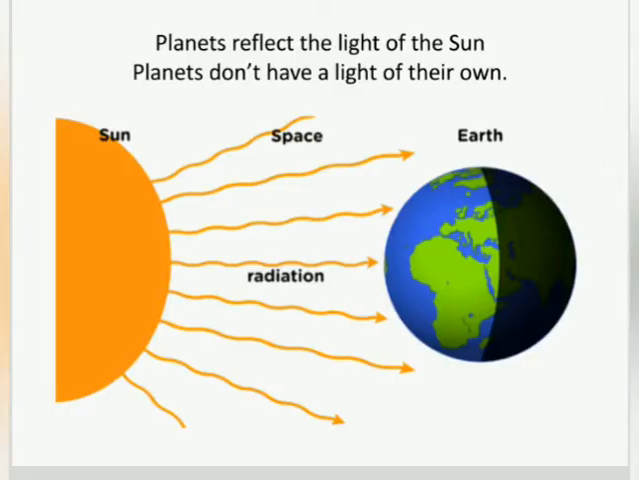The planets do not have a light of their own. They reflect the sunlight that falls on them. This makes the planets glow.